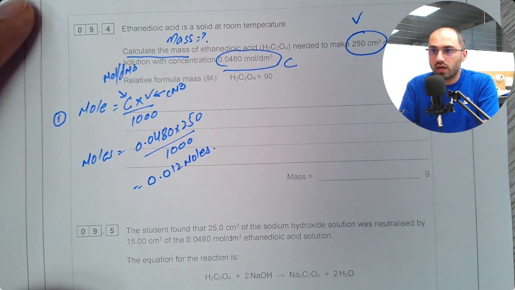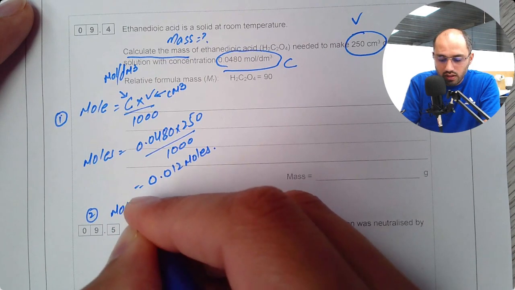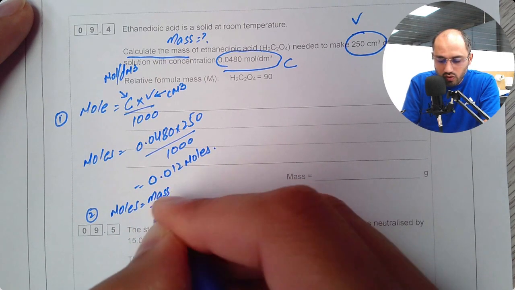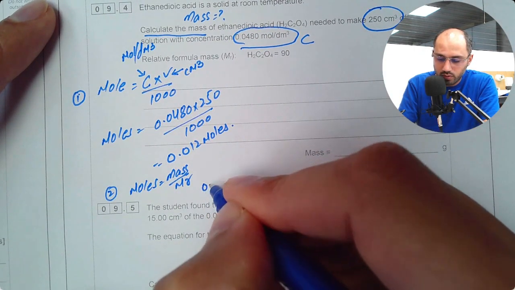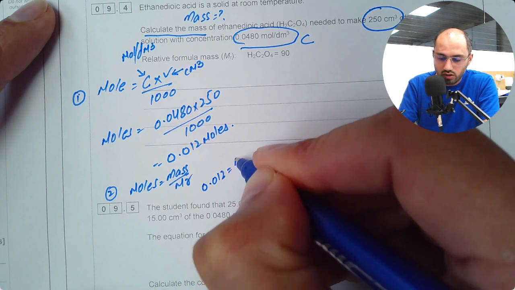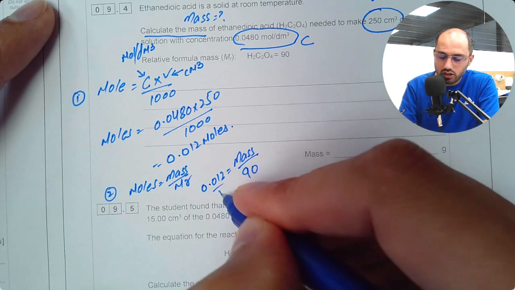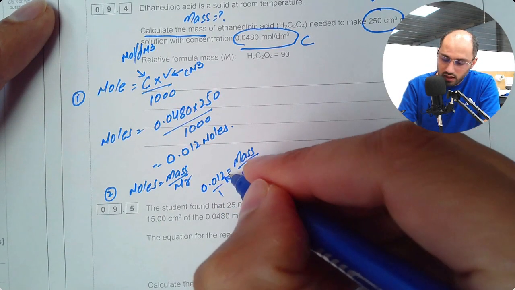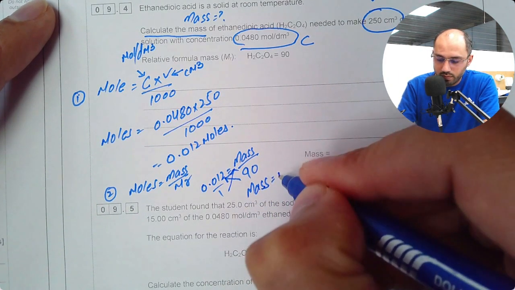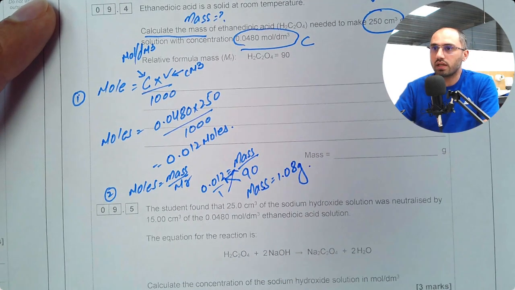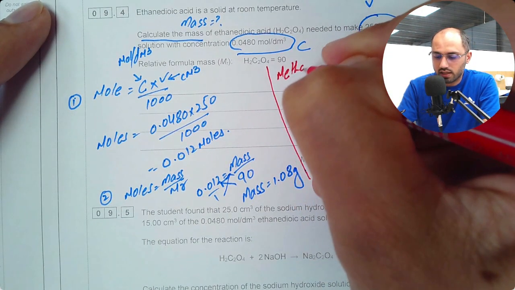Now for step 2, I can convert moles into mass. So I can do moles equals mass over Mr. And in this expression, I know the value of moles, which is 0.012, equals mass, which is not known. I'll keep it as mass. Mr is given to us as 90. Put 1 in the denominator on the left side, cross multiply, and you will end up with the value of mass being equal to 1.08 grams.